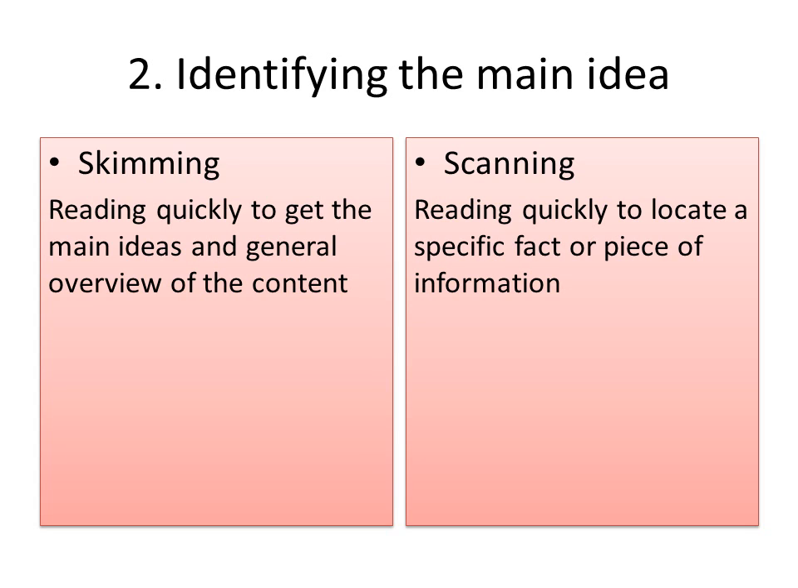When we identify the main idea, we need to read quickly, and skimming and scanning refer to reading processes or skills that we need to read quickly. Skimming means reading very quickly to get the main ideas and general overview of the content, and scanning means reading very quickly to locate a specific fact or piece of information.